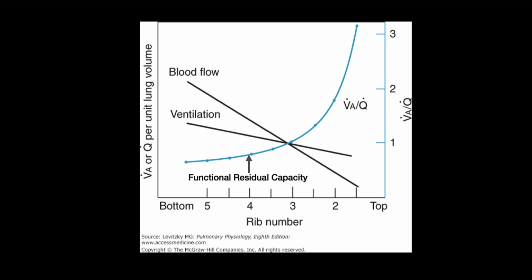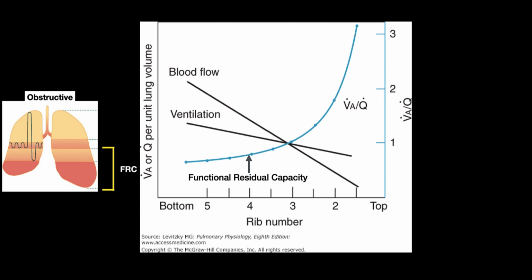When you're sick, your functional residual capacity can get bigger. It can get overexpanded. This happens in obstructive lung disease. Patients with obstructive lung disease have huge amounts of lungs, and their functional residual capacity that they sit at naturally is bigger than it should be. This happens in COPD, it happens in asthma.